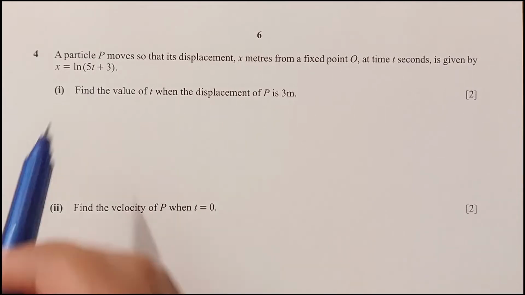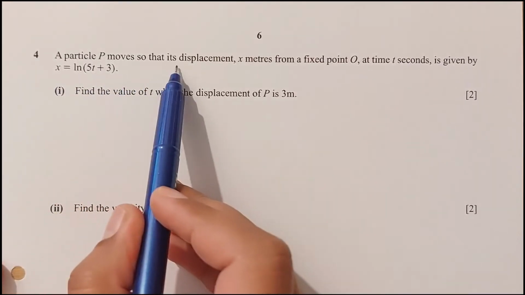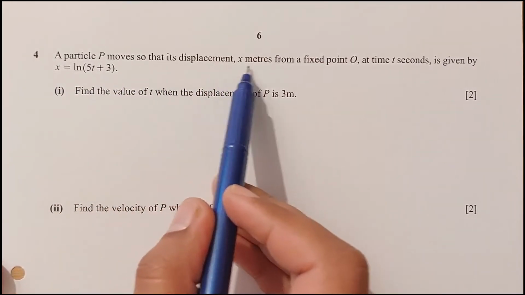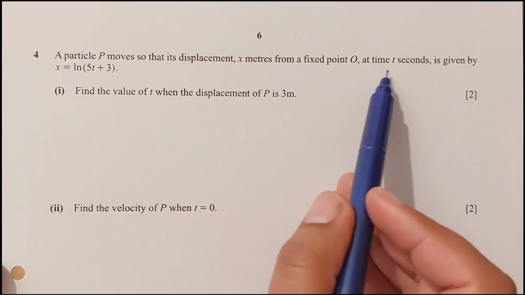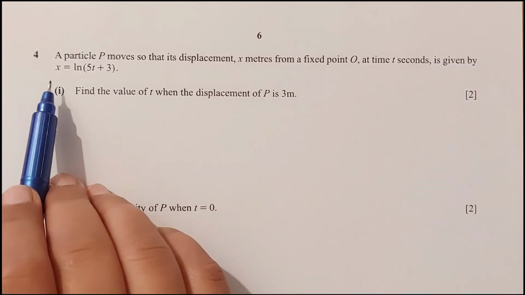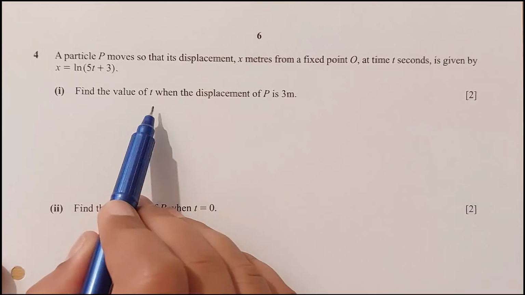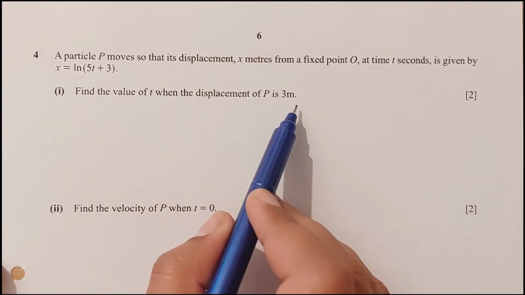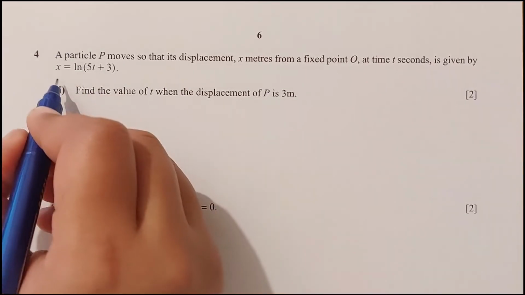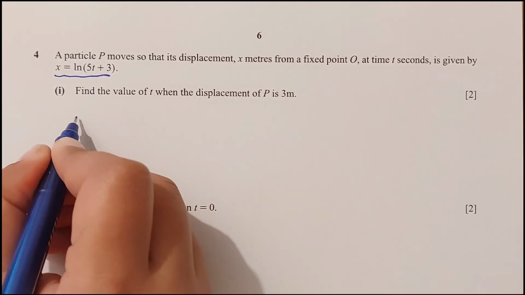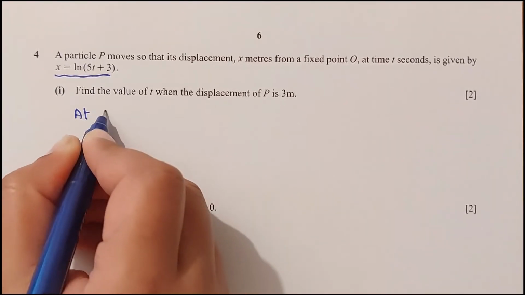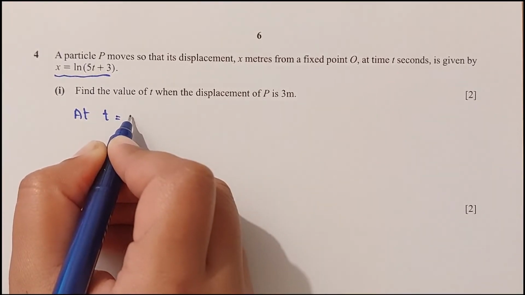Question number 4. A particle P moves so that its displacement x meters from a fixed point O at t seconds is given by this. Part 1, find the value of time when the displacement of the particle is 3 meters. So this is a displacement, right?